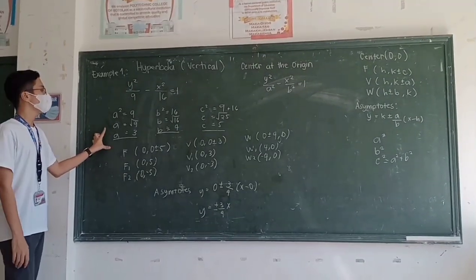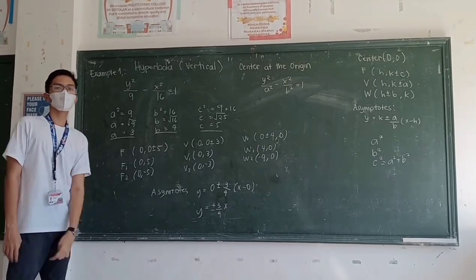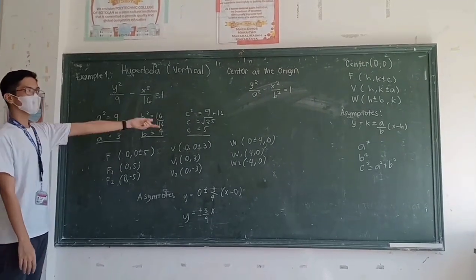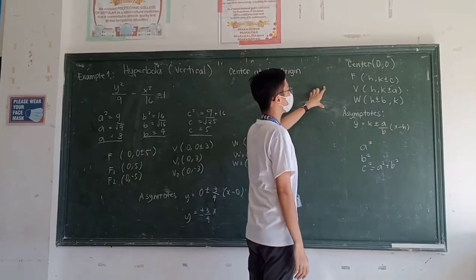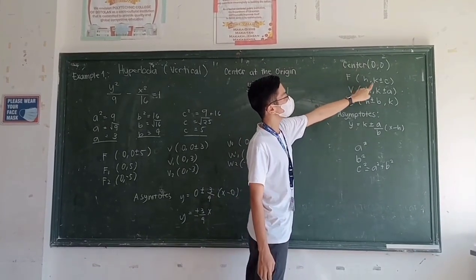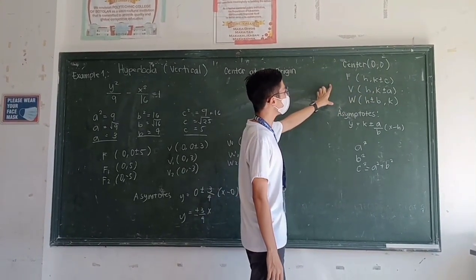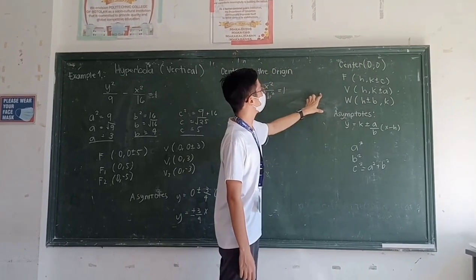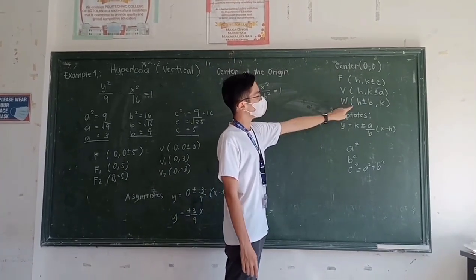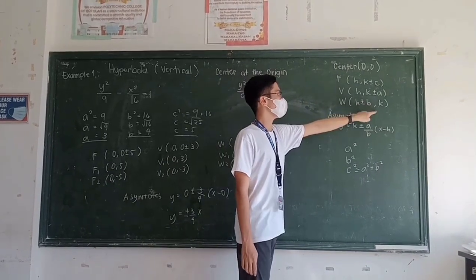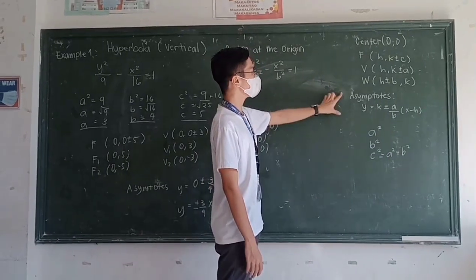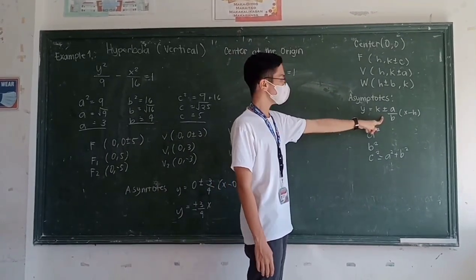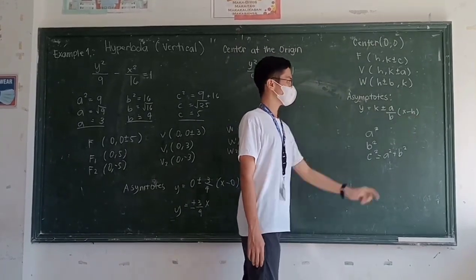After we determine the values of a, b, and c, now let us proceed in finding the parts of the hyperbola. To get the coordinates of the foci, we have (h, k plus and minus c). To get the coordinates of the vertices, we have (h, k plus and minus a). To get the coordinates of the co-vertices, we have (h plus and minus b, k). To get the equation of the asymptotes, we have y is equal to k plus and minus a over b times the quantity of x minus h.